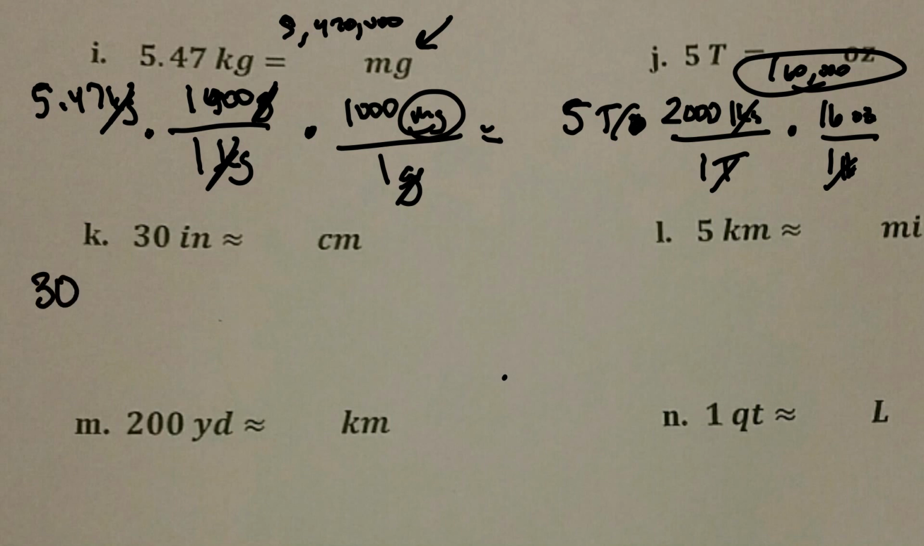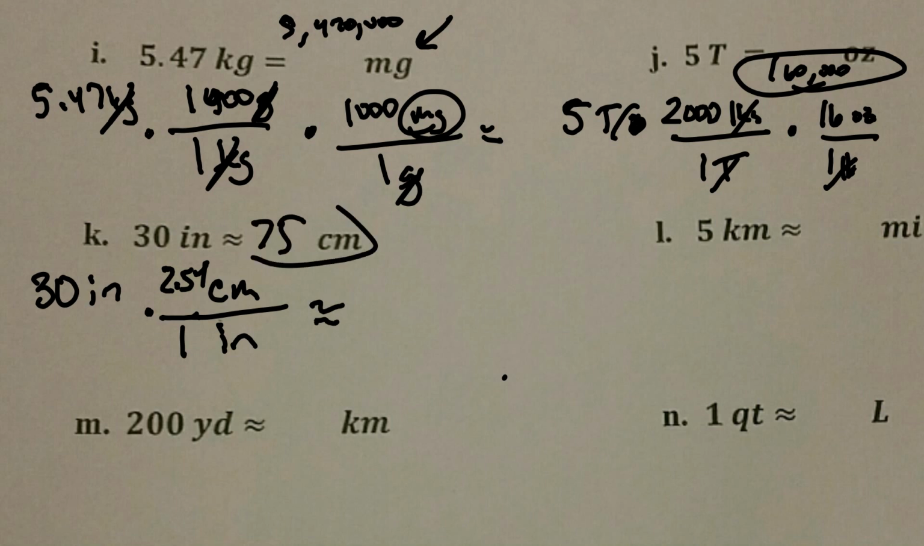So I have 30 inches. I'm going to multiply by centimeters over inches. This is the ratio, so I'm going to put 2.54 all over 1 inch. 30 times 2.54 is going to be equal to about 75, so it's going to be about 75 centimeters.